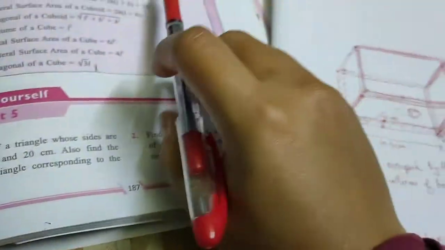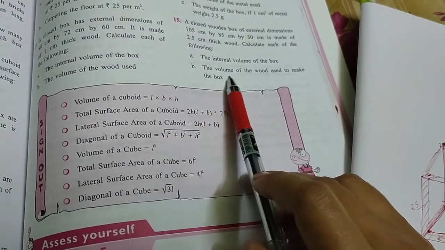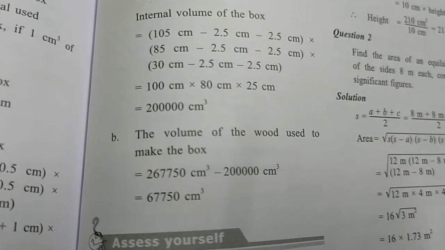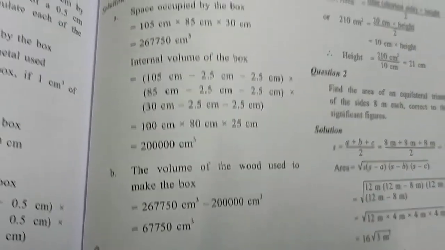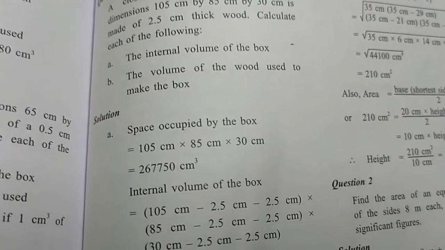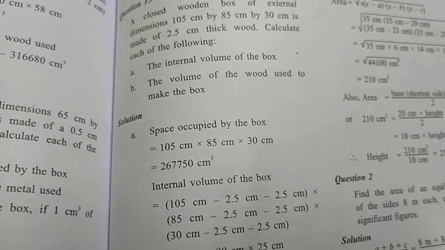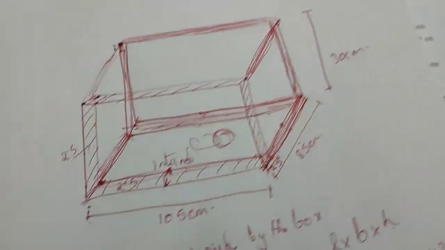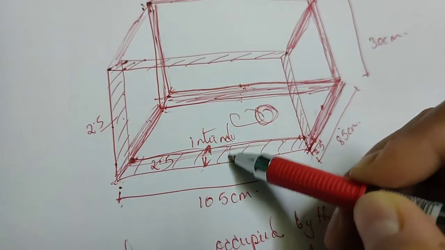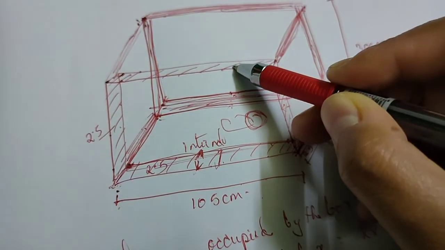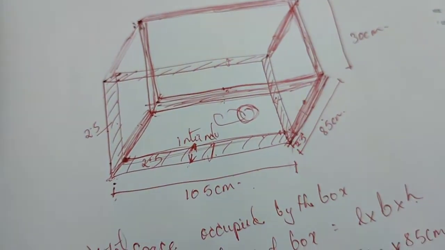Part A is done. Next is B, the volume of the wood used to make the box. See here, this one is the internal volume of the box, and the upper one you have considered is the whole space of the box. Now we need only the wooden portion. We need to find how much wood it took to make this box, everywhere.